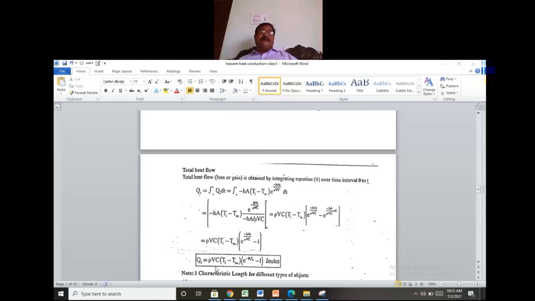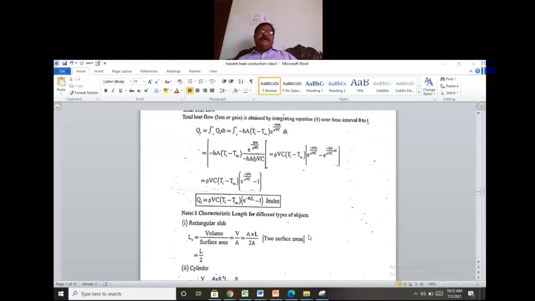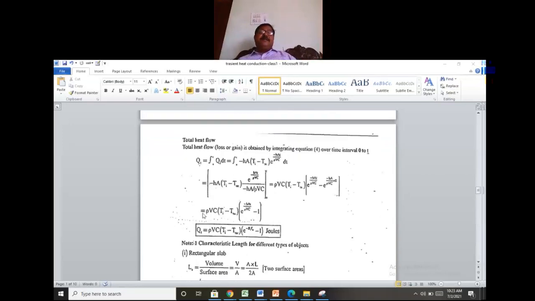You will get Qt is equal to rho Vc (Ti minus T infinity) into (e to the power of minus Biot number into Fourier number, minus 1) joules. This is the total heat Qt.